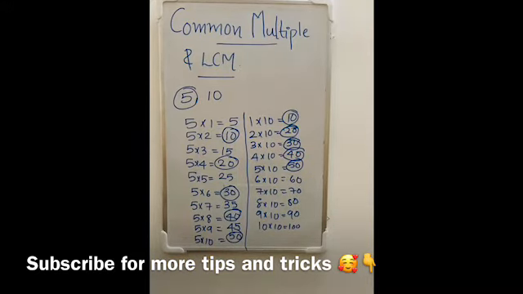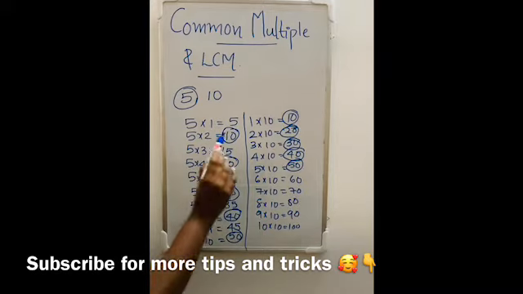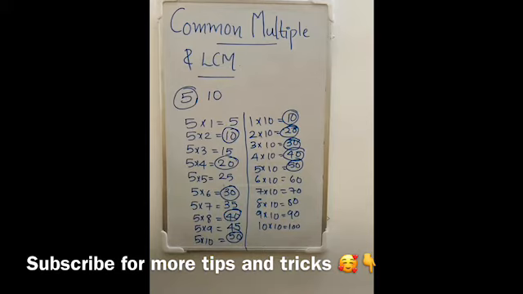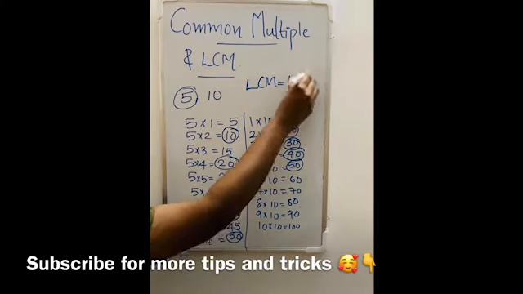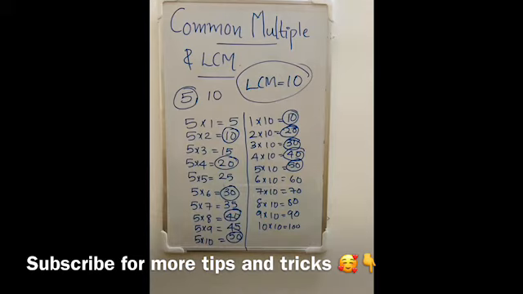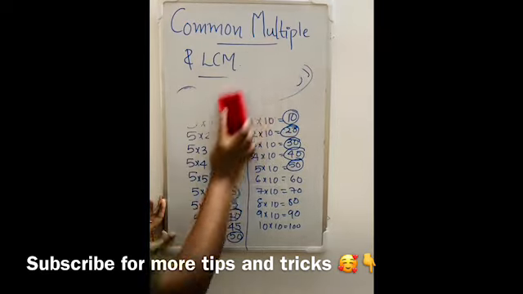So next, which is the least common multiple? Least common multiple means the smallest common multiple, right? So 10, 20, 30, 40, 50. These are the common multiples, and which is the smallest among that? 10, right? So we can say LCM is 10. Got it? So first we found the common multiples and then the least common multiple, or the smallest common multiple, is the LCM. So here the LCM is 10. Got it? Okay, so let's write one more example.